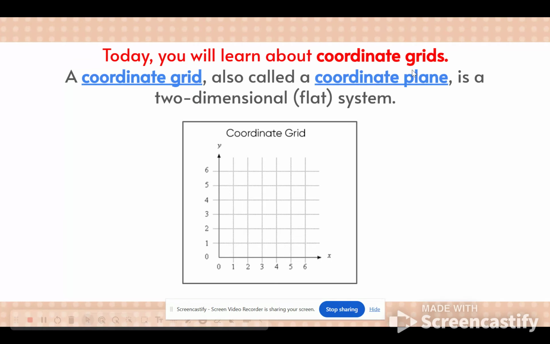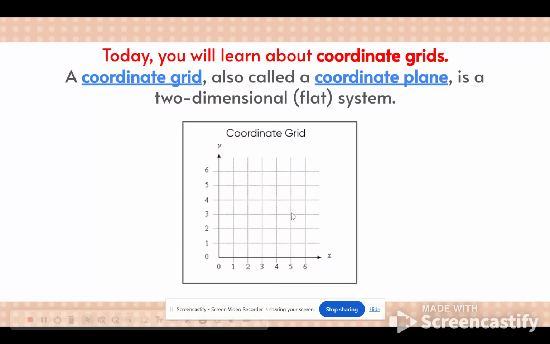So let's get started. As I said, today you will learn about coordinate grids. By now, you should have your guided note sheet off my desk. If you have not gone to grab the guided note sheet, then you need to go ahead and pause this video because you're going to need it to fill in. Where you see the lines, the blue words that are underlined, those are what you need to fill in on your notes. All of the other words have been filled in for you.